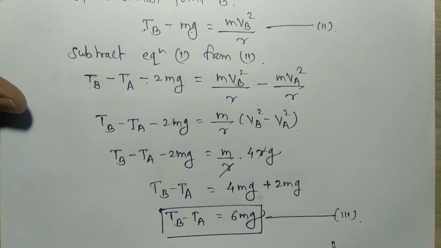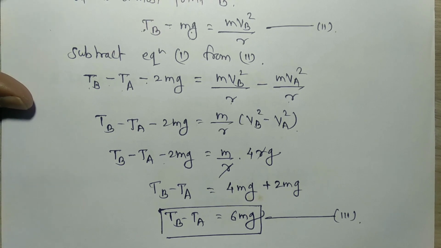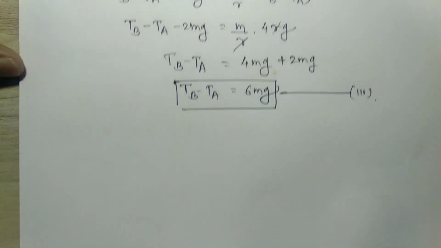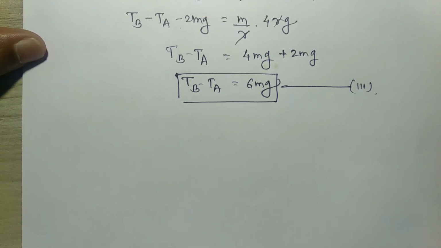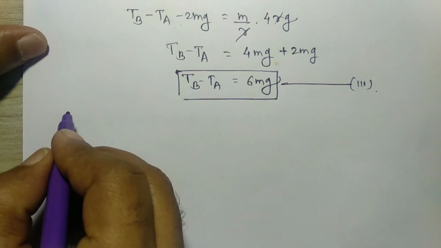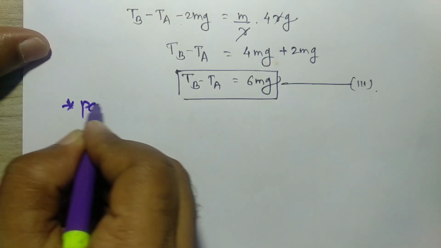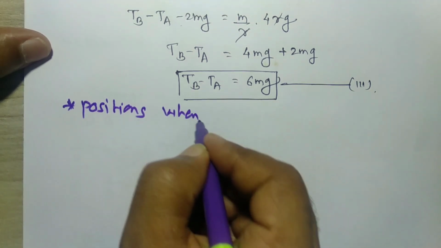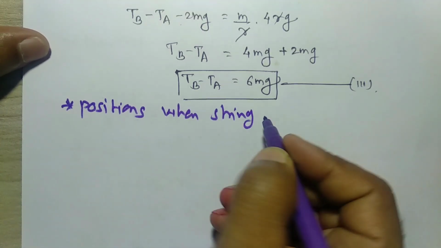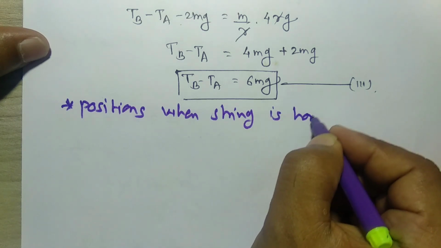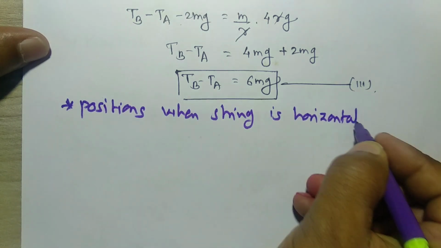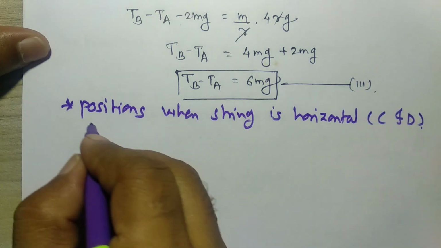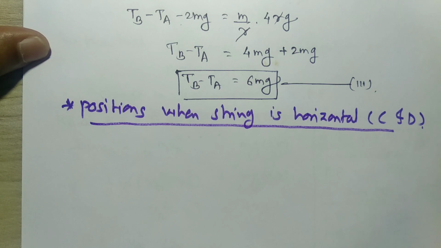Now we are going with the positions where the string becomes horizontal, that means the midpoint positions. Let us consider these positions: when the string is horizontal, that means point C and point D are considered here.